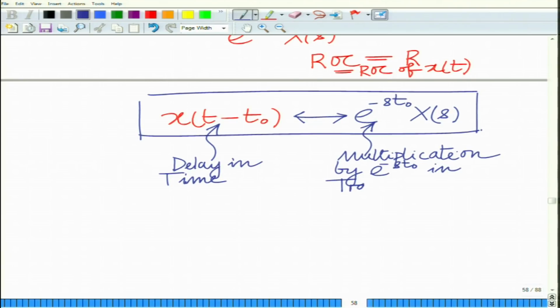e raised to minus s t naught in the transform domain. So, x of t minus t naught has the Laplace transform e raised to minus s t naught x of s. Okay. Now, let us look at another aspect.